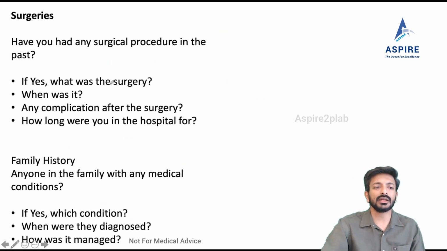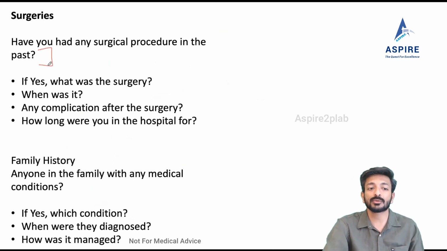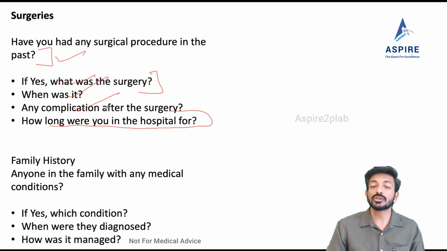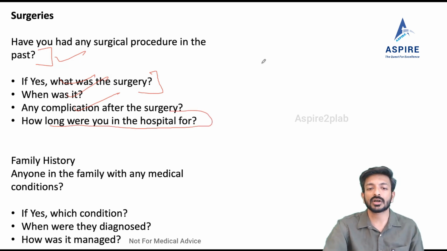What else is important? Surgery. Have you had any surgical procedure in the past? That's very important. If they say yes, what was the surgery, when was it, any complication, and how long were you in the hospital for? So you need to go into detail. If the patient says, doctor, I had hernia surgery, okay, how was it, any complication, how long did you stay in the hospital? All these things are very important.